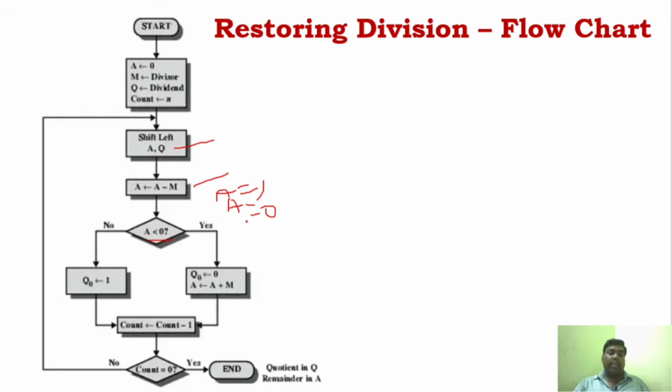You can see here, if A is equal to 1, yes, you have to put Q0 as 0 and you have to add A plus M. And if it is 0, then there is no restore operation, so you just put Q0 equal to 1. And this process continues until the count reaches 0. And the quotient is the Q value and the remainder is the A value, correct? This is the logic of a restore division.